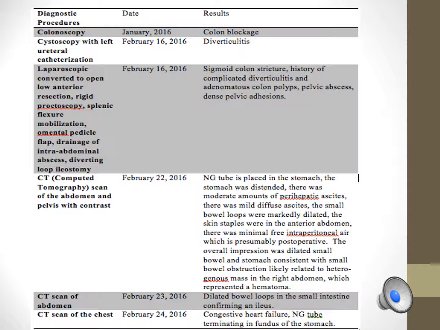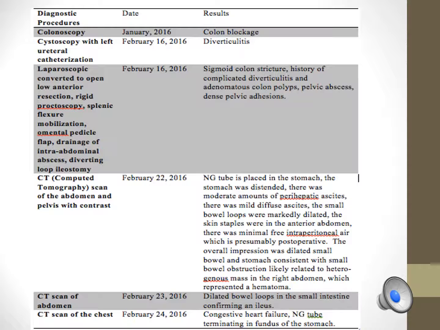The overall impression of the CT scan was indicating dilated small bowel in the stomach consistent with small bowel obstruction, likely related to a heterogeneous mass in the right abdomen, which represented a hematoma.